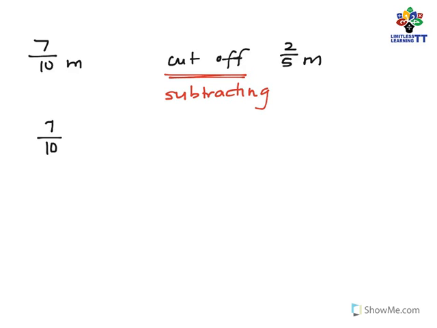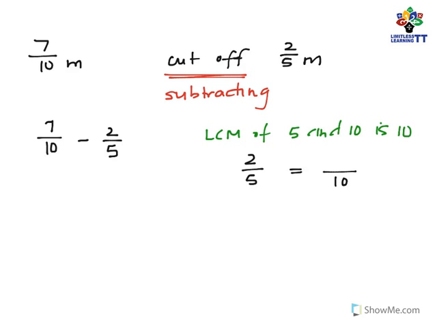So we're looking to do 7/10 minus 2 over 5. And again, we need to have the same denominator. So we look for the LCM of 5 and 10. And so the LCM of 5 and 10 is 10. So one fraction is already in terms of tenths. I just need to change 2 over 5 to something over 10. And if I multiply 5 by 2, that's going to give me 10.